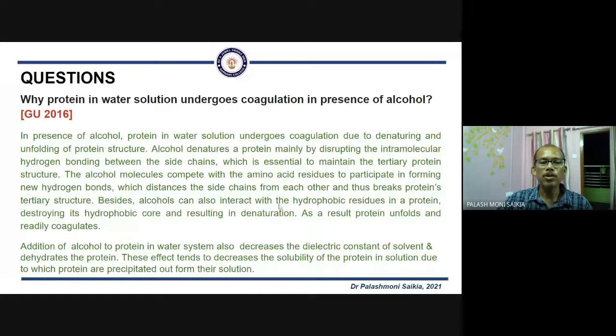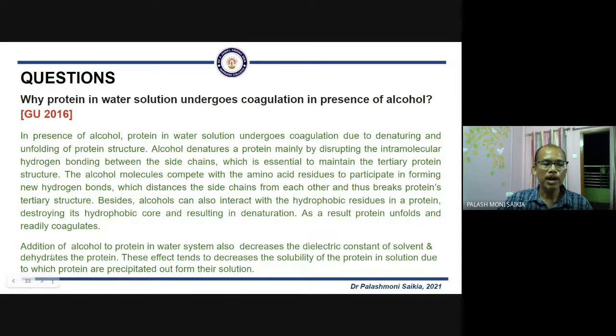Besides, it also interacts with the hydrophobic residues in protein. The protein has hydrophobic residues presently in its core, and that core is destroyed, and as a result, its structure, both secondary and tertiary structure, collapses, and it is denatured. Because of denaturing, it unfolds and readily coagulates.